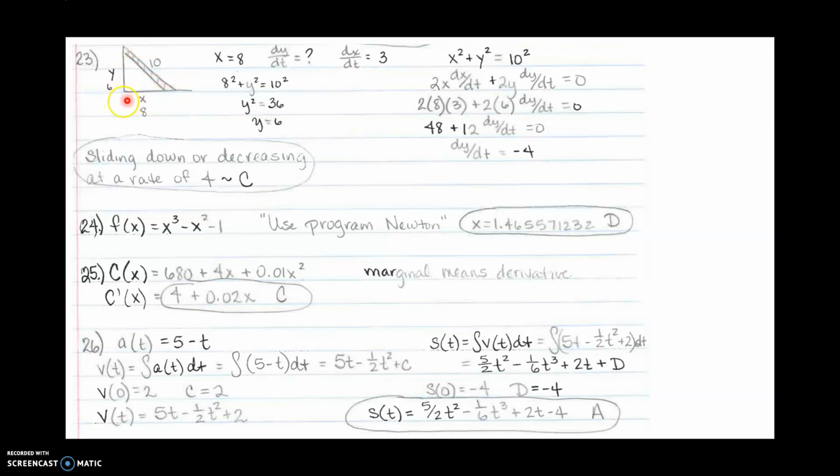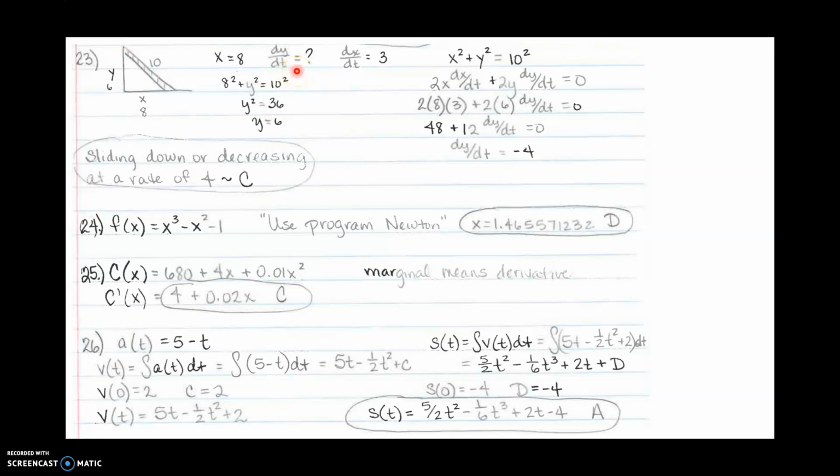So I'm going to call this distance x, and I'm going to call this distance y. And it says the foot of the ladder is being pulled away from the wall at a rate of 3 feet per second. So this distance down here is changing at a rate of change of 3. So dx/dt, rate of change of x, is going to be 3. It says how fast is the top of the ladder sliding down the wall. That would be this distance right here. So the rate of change of that distance would be dy/dt. That's what we're trying to find.